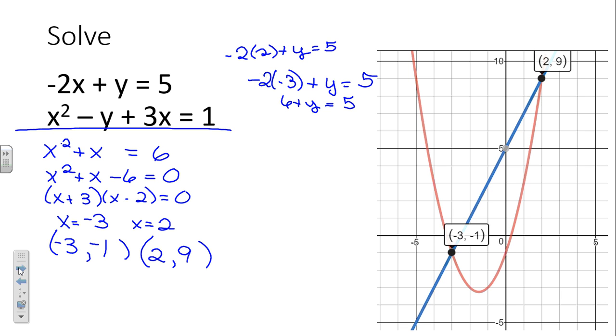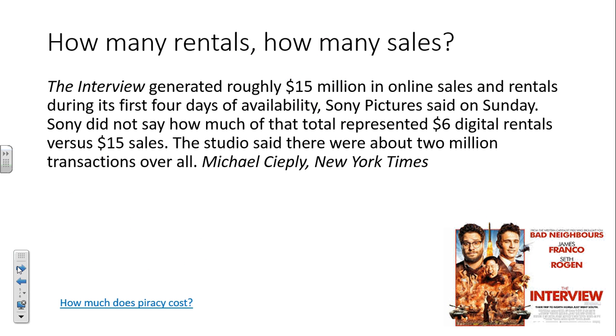We had a parabola opening upward. Didn't quite look like a parabola in vertex form or what have you. We had a parabola opening upward, and it intersected our line at the point (2, 9), and at the point (-3, -1). Make sense? Okay. So, questions on this slide? Good? All right.